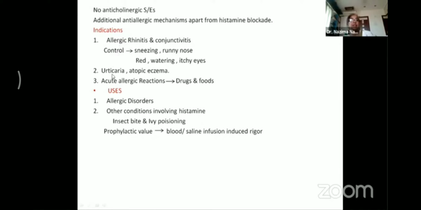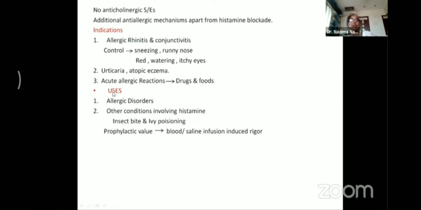Then these drugs are useful in case of urticaria, atopic eczema. They are also useful in acute allergic reactions to various drugs and foods. So these are the major principal indications of the second generation anti H1 antihistaminics.